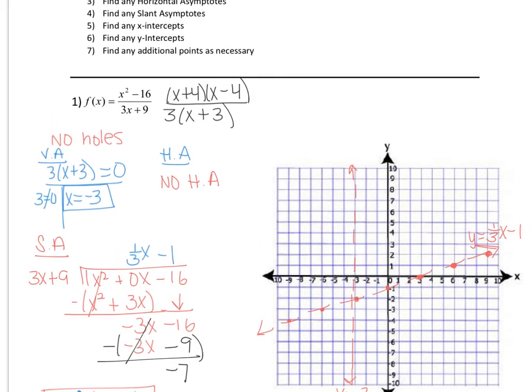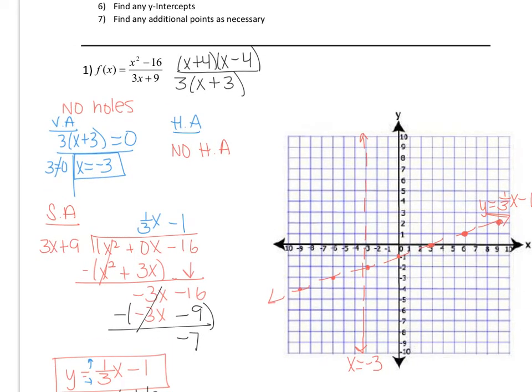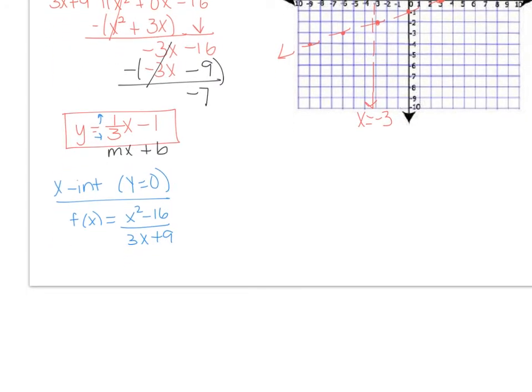Okay, let's see what's next. Next is part 5, find any x and y intercepts. Okay, so an x-intercept occurs when y is equal to 0. So let's start from the original equation, which is f of x equals x squared minus 16 over 3x plus 9, and we're going to plug in y is 0. So 0 equals x squared minus 16 over 3x plus 9.